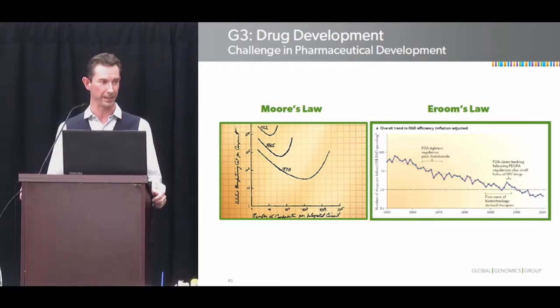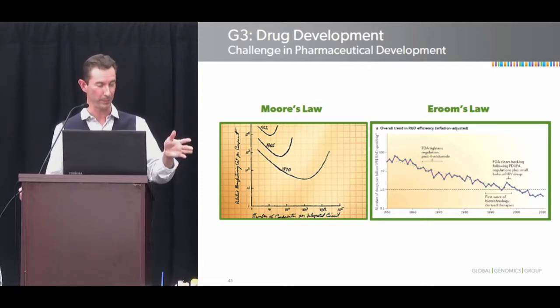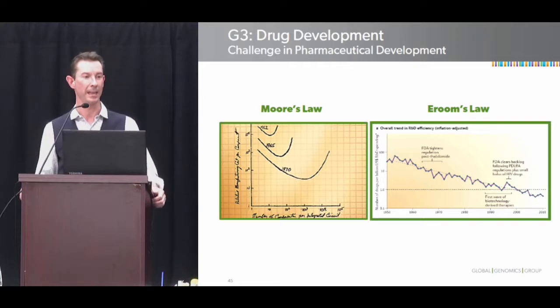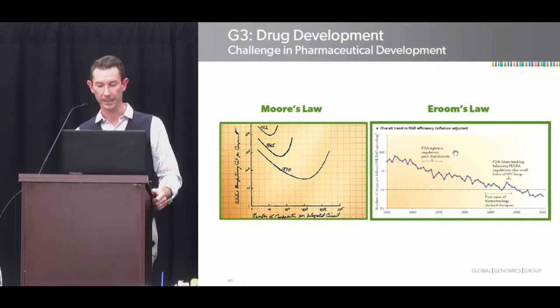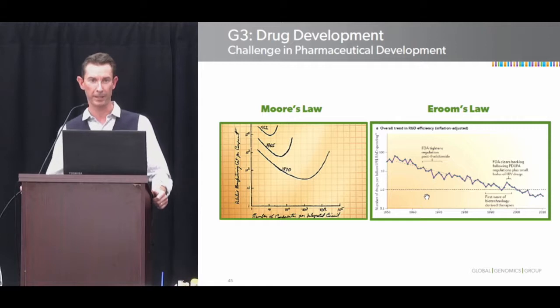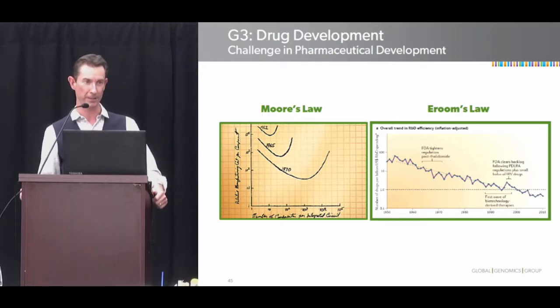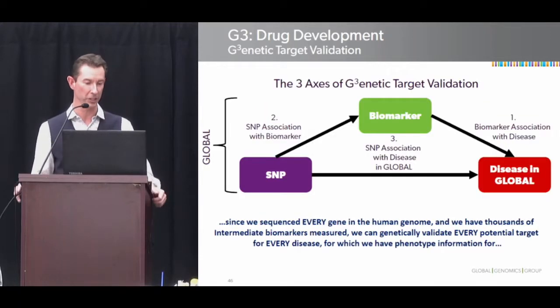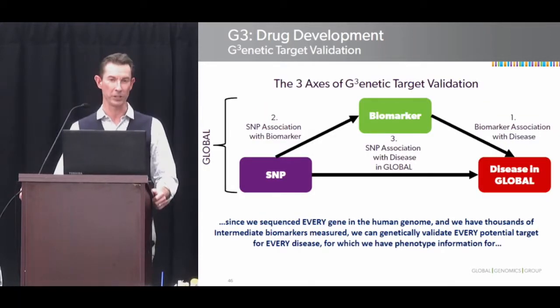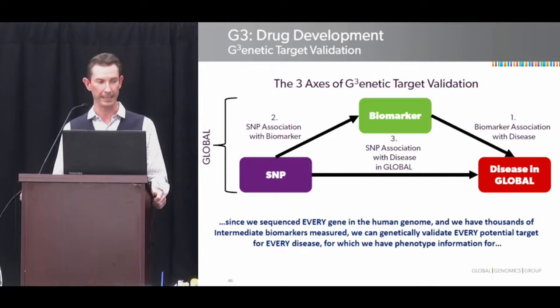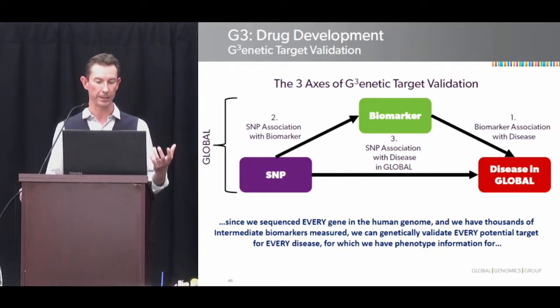I don't know if you know this, but there's a concept in drug development called Eroom's law. Eroom actually is Moore spelled backwards. And what this graph shows is that the number of new drugs coming to the market per $1 billion spent on R&D has been decreasing exponentially, speaking to the inefficiency of our drug development process. So the question is, how do we change that? One of the ways we change that is applying this panomic big data, and we at G3 anchor that in the concept of genetic target validation.